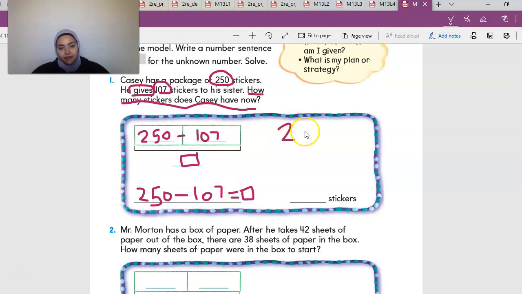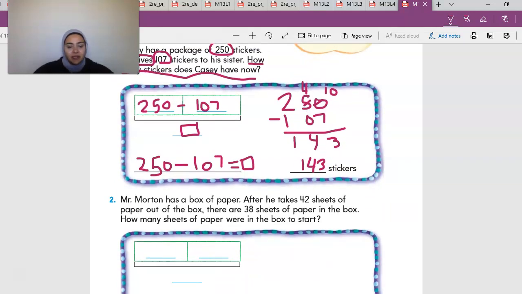Here, 250 take away 107 equals what? Let's see. 0 take away 7, I can't do that. 5 becomes a 4. 0 becomes a 10. 10 take away 7 is 3. 4, bring it down. 4 take away 0 is 4. And 2 take away 1 is 1. So my answer is 143 stickers.